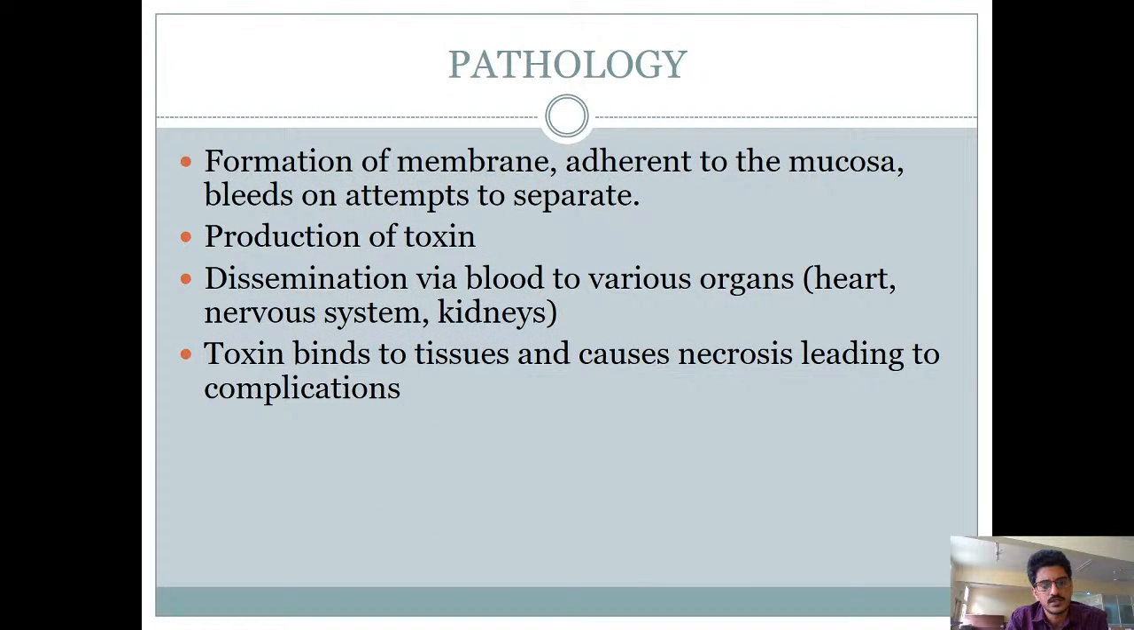The pathology is because of the Corynebacterium diphtheriae, which forms a membrane. That membrane is adherent to the mucosa and bleeds on attempt to separate because of the production of the toxin. The toxin is disseminated via blood to various organs: heart, nervous system, and the kidneys. Later on, the toxin binds to the tissues and causes necrosis, leading to the complications. So remember, because of the toxin, the three major organs affected are the heart, nervous system, and the kidneys.